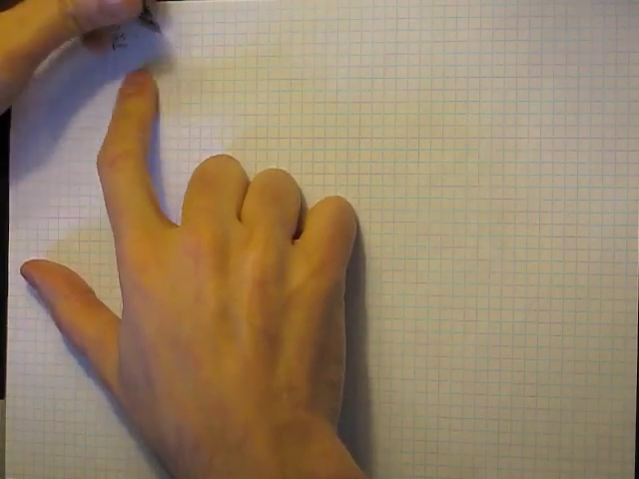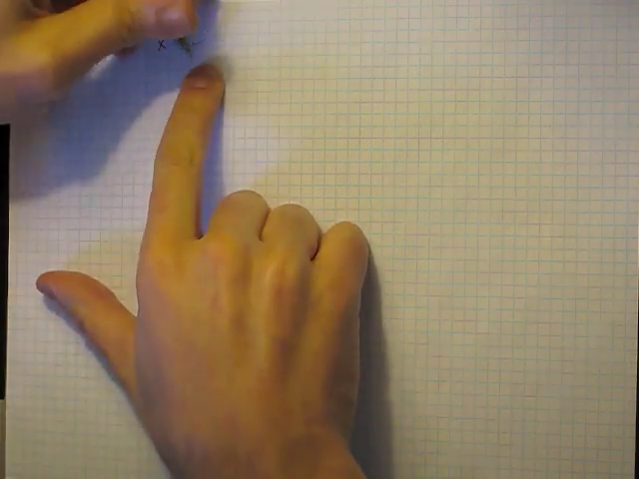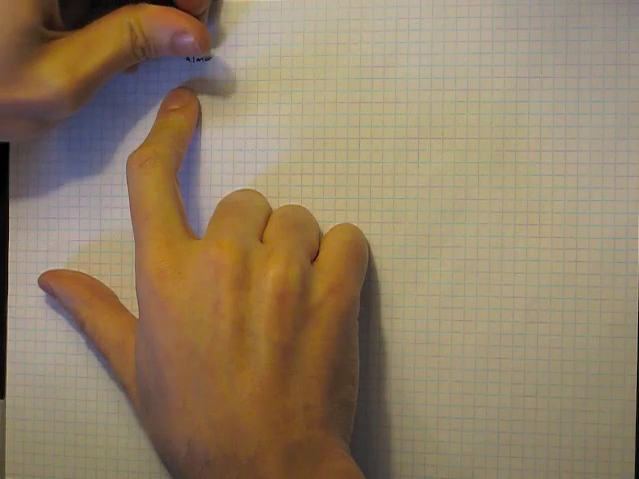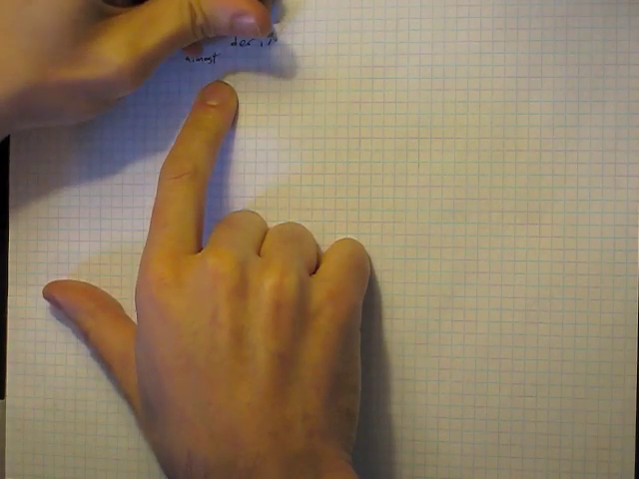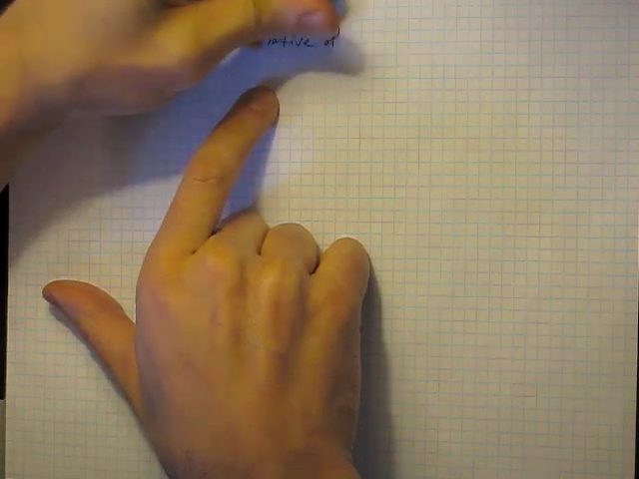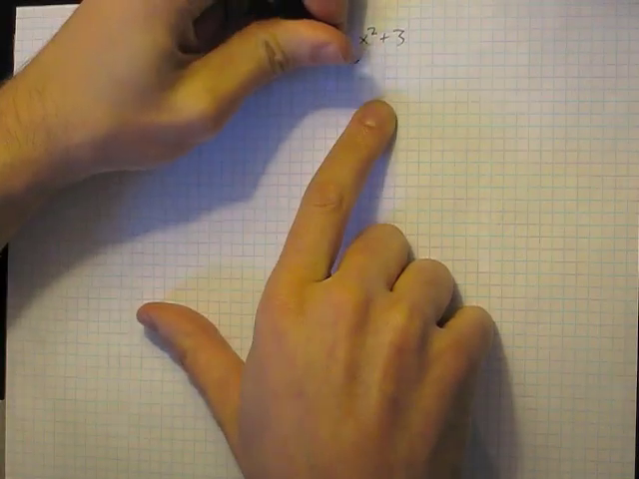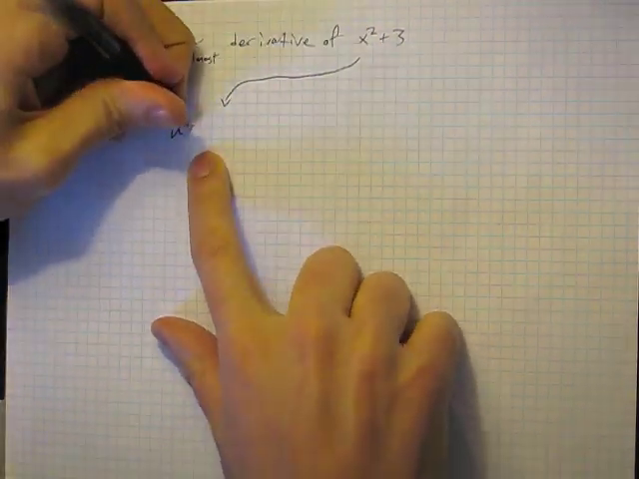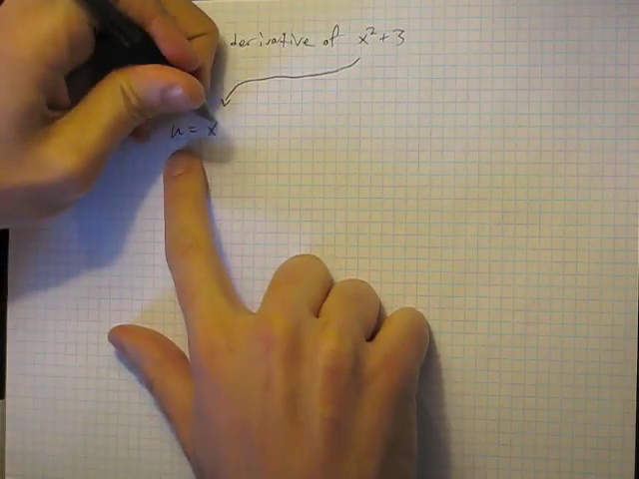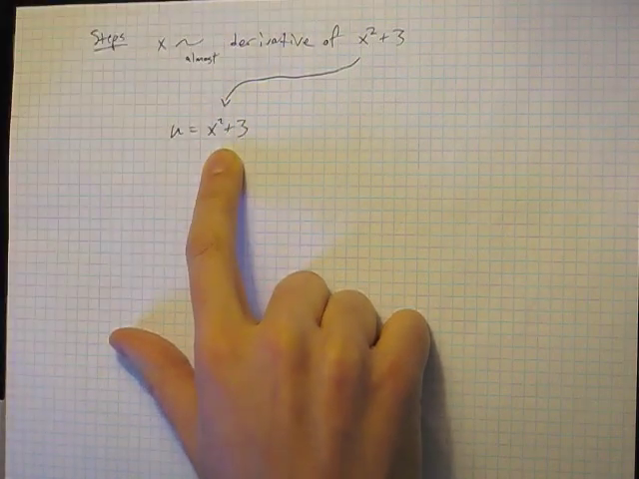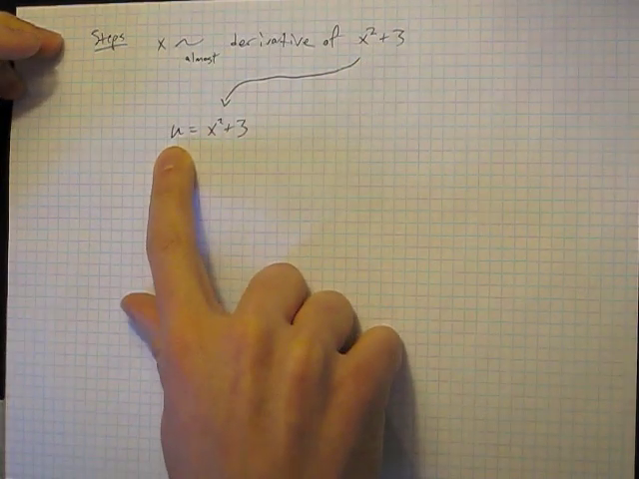So the first step is we notice that x is almost, this symbol means almost, the derivative of x squared plus 3, okay, almost. So we create a new variable, which is usually u, sometimes it's w, it doesn't matter what you call it, and we take this thing which somebody took the derivative of, and we set it equal to a new variable.